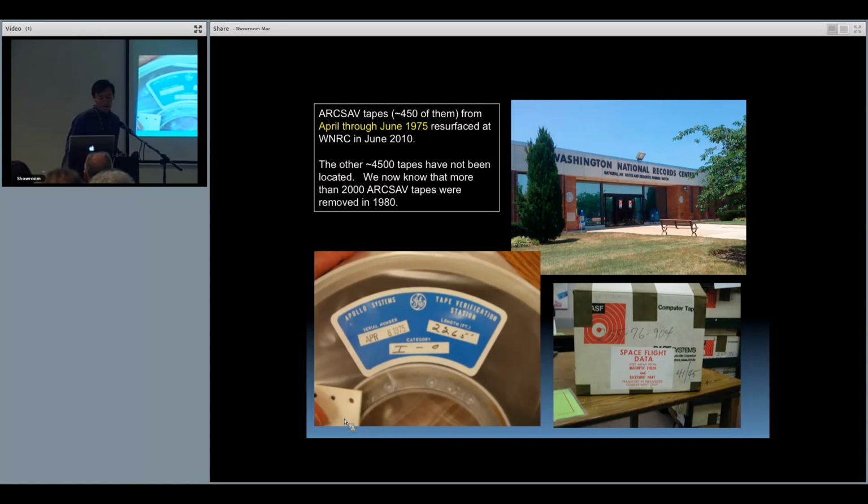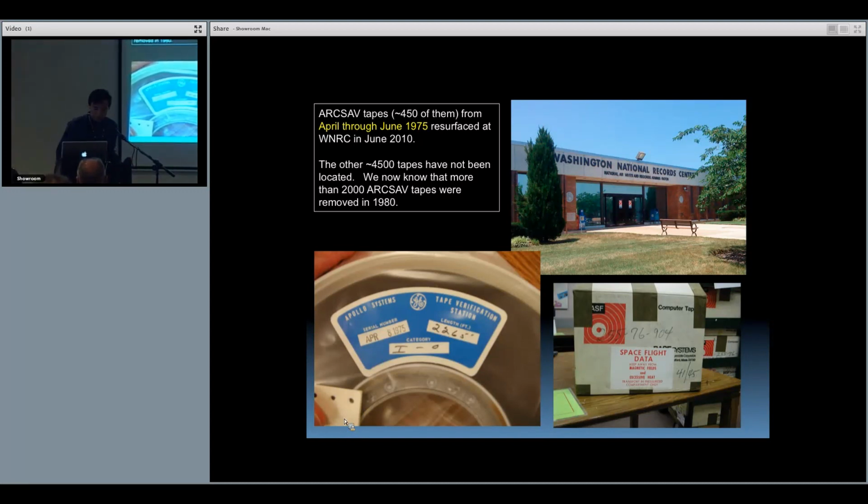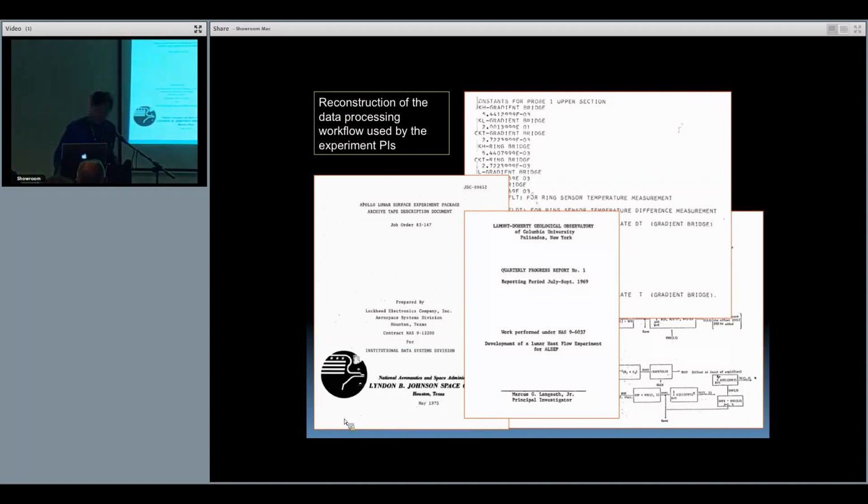The JSC sent the tapes, so only the JSC people were able to remove them. But there's no record about where those tapes were sent afterwards. So that's another thing; we are doing more detective work on that matter. But at least we have 450 of them.